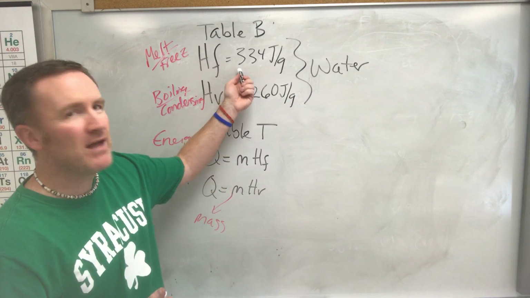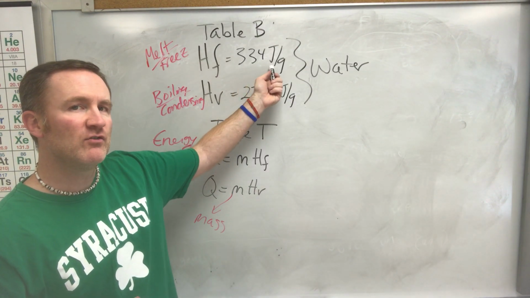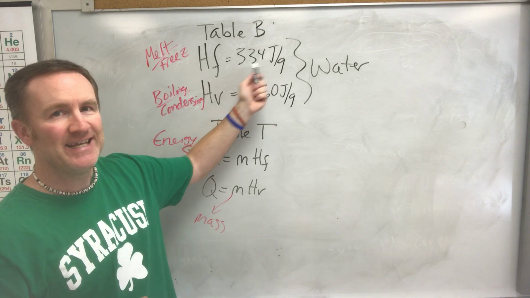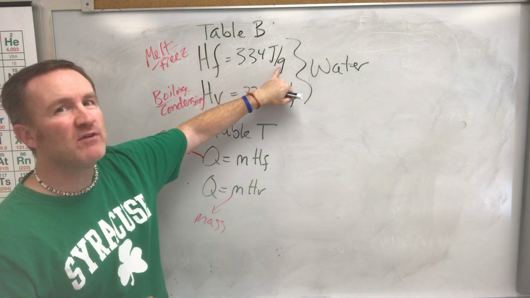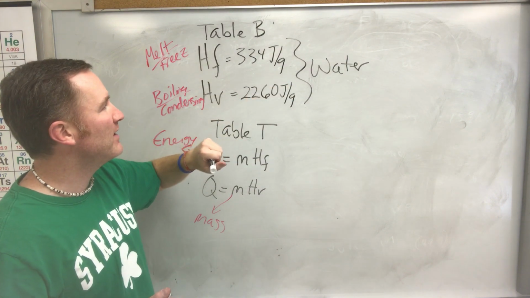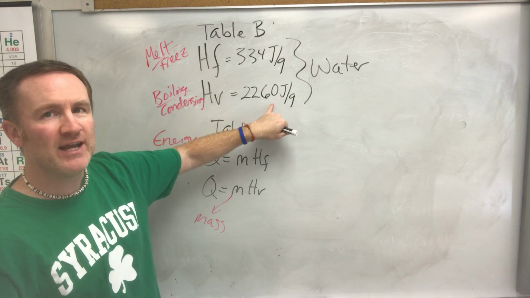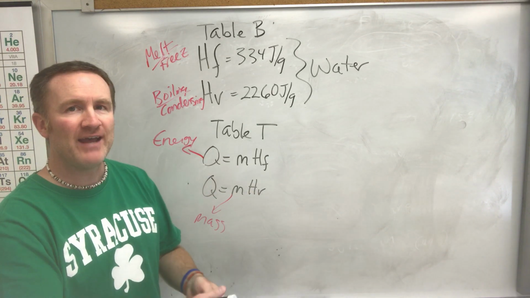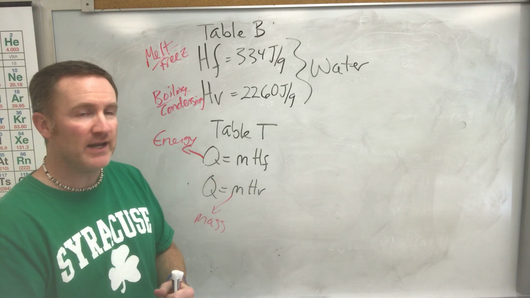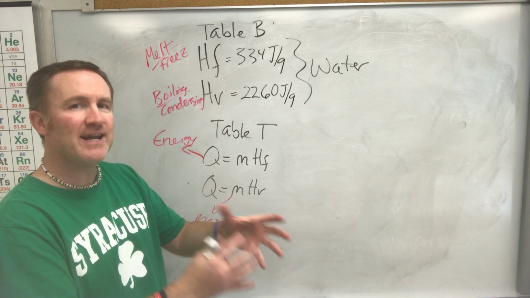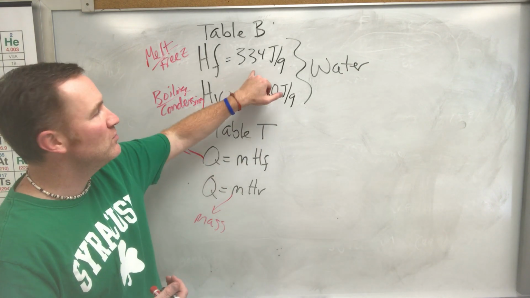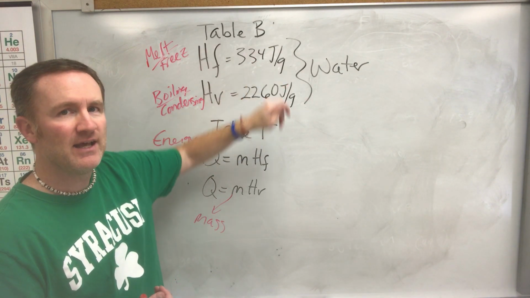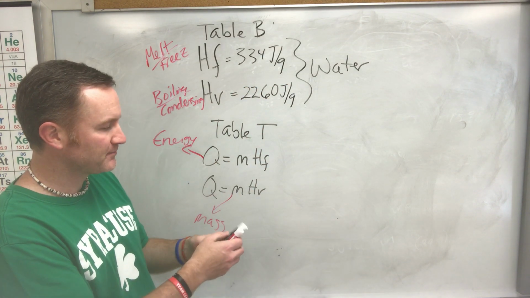So if I want to melt ice, I've got to add 334 joules of energy into that gram of ice specifically. If I want to boil that same gram, it's going to be an additional 2260 joules. Now, if I freeze that liquid, instead of gaining, now it's going to lose that energy. It has to lose the amount of energy that it gained. It's basically equal and opposite.